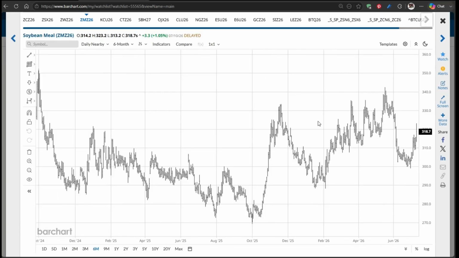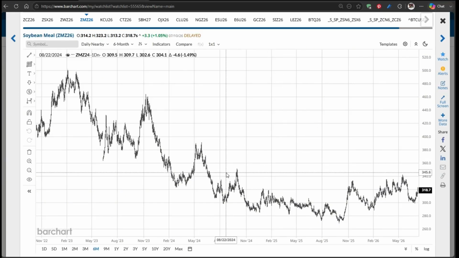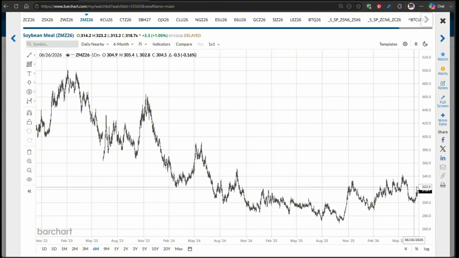Here is the meal. Again, if I was a bull on the beans, I would lean into the meal. The bean oil that we'll look at, it's already on its highs. So if the meal takes off, I don't care if oil drops, it's going to really help the beans. I think that's what's keeping it down at the moment. Now, maybe it won't. Maybe it'll be a dog with fleas.